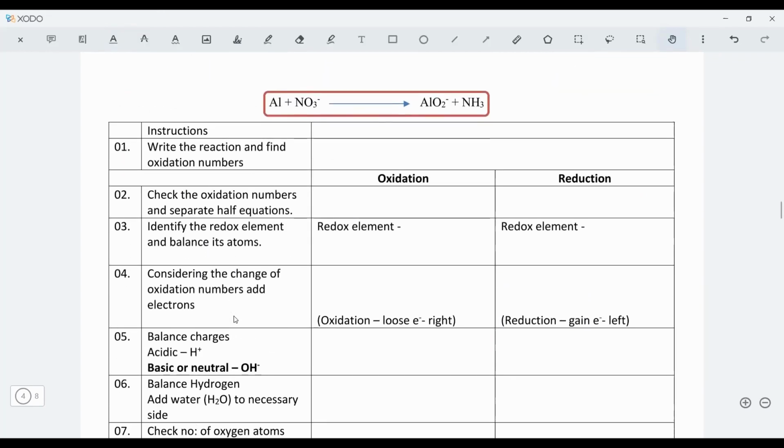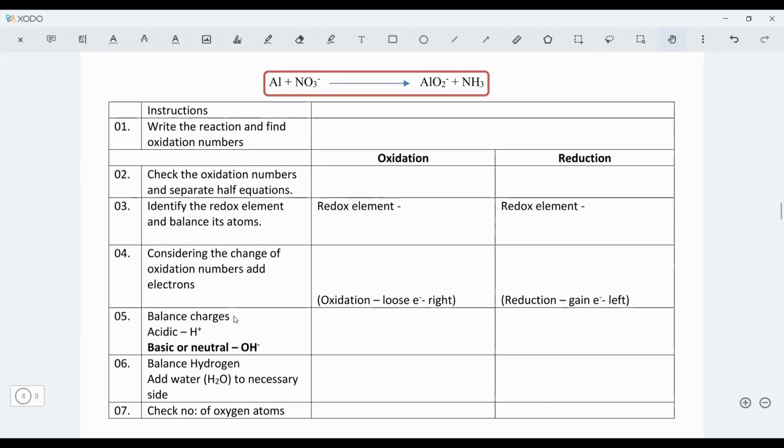Now this question I took specially because it's a very important balancing, right? Very commonly asked in our exam also. Aluminium reacts with nitrate ions to form ammonia gas, right? So this is a test for identifying existence of nitrate ions in aqueous medium. That's why it is asking so many times.